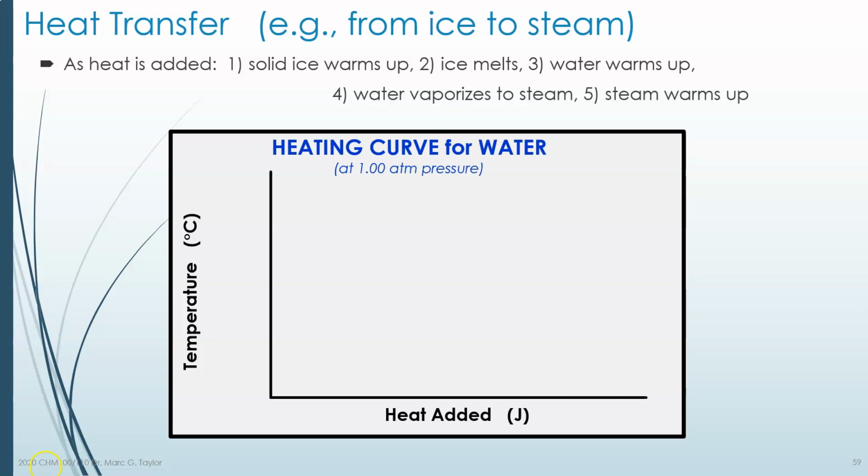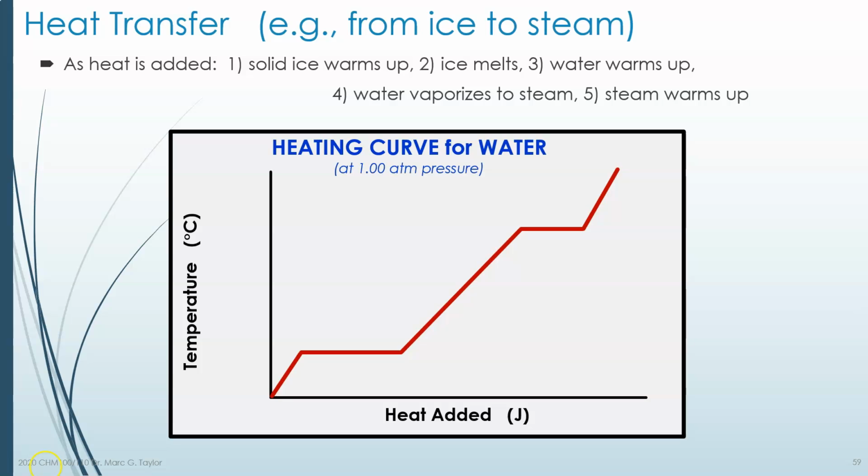So let's look at this experimentally. If we do an experiment and we measure the temperature of water as we're continually adding more and more heat, so heat is on the x-axis, temperature is on the y-axis, we're adding more heat, going from left to right, and we're watching the temperature of the water increase with time. Well, we get this very unusual curve.